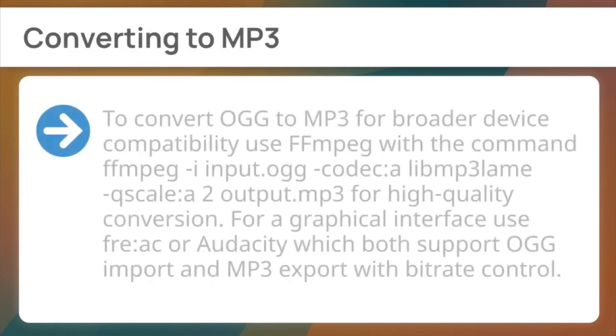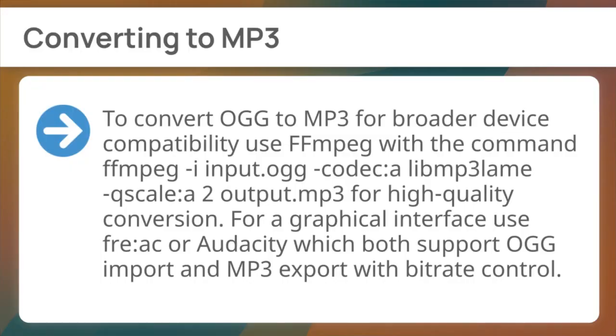Next, converting to MP3. To convert OGG to MP3 for broader device compatibility, use ffmpeg with the command ffmpeg -i input.ogg -codec:a libmp3lame -qscale:a 2 output.mp3 for high-quality conversion. For a graphical interface, use VLC or Audacity, which both support OGG import and MP3 export with bitrate control.